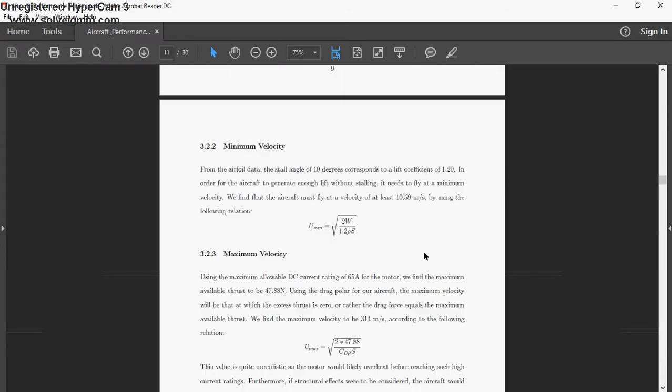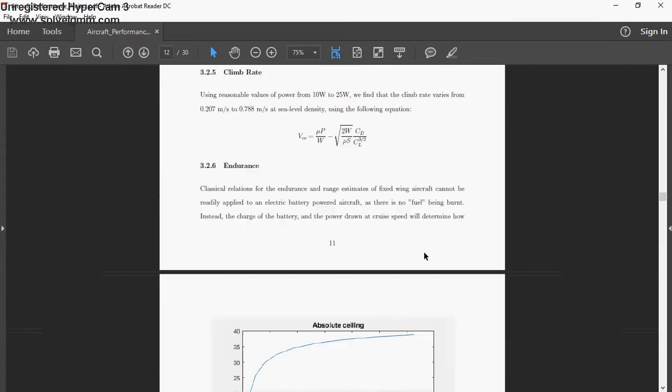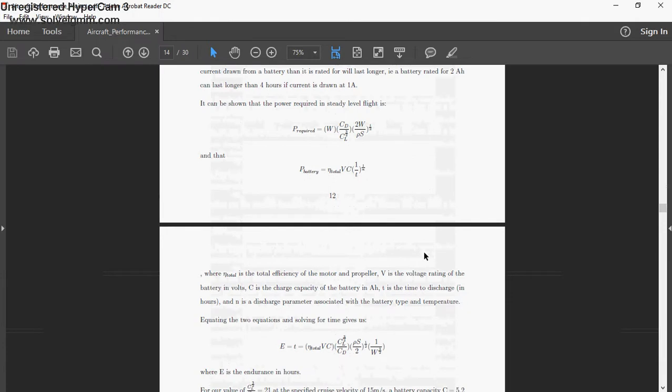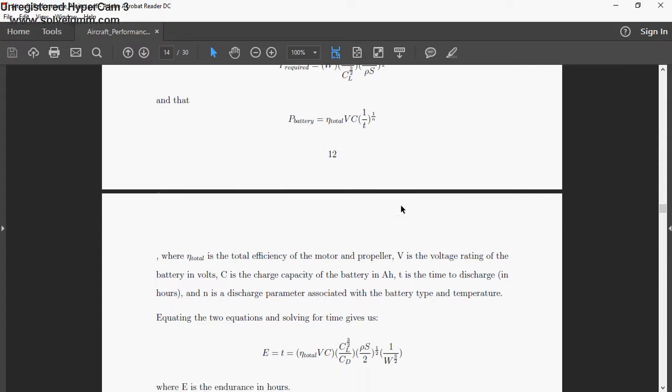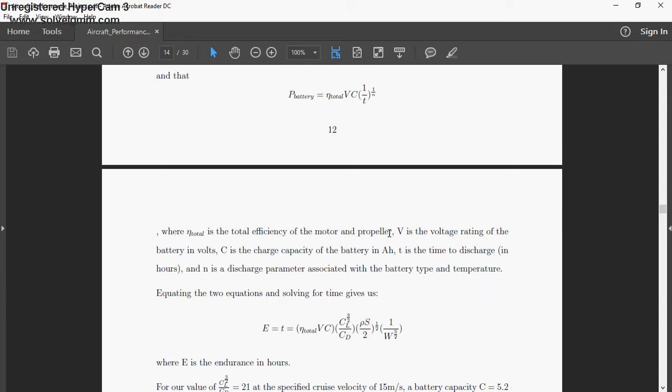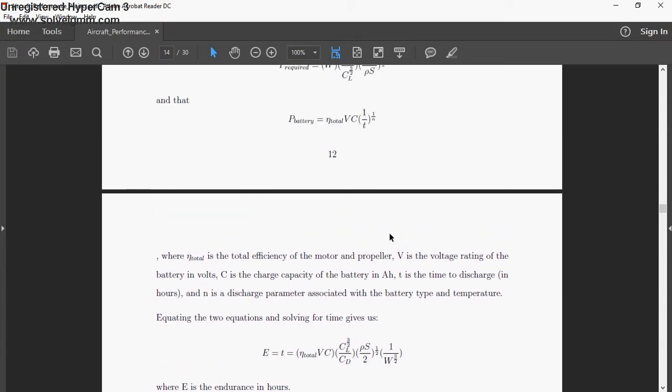For endurance, as this is an electric battery-powered aircraft, we cannot use classical relations for estimating the endurance and range of the aircraft. Instead, we follow a similar method which equates the power required for a steady level flight at our given cruise velocity. We employ two methods of calculating this power required. One is from an empirical relation calculated in the paper we have cited, which takes into account varying current rates for a battery. This gives us an endurance of around 12 hours.